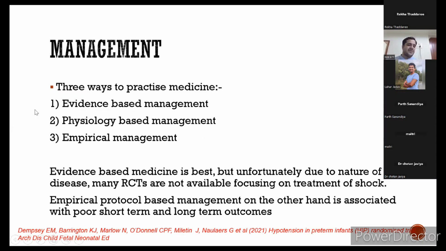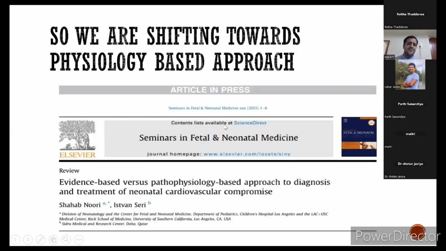First part is not available with us. So what we are left with is physiology based management. Okay. So the take home message from today's talk will be that whenever you are treating shock, always think what is the underlying pathophysiology, and based on that you decide the management. Okay, so as I said, we are now moving from empirical management to a physiology based management.